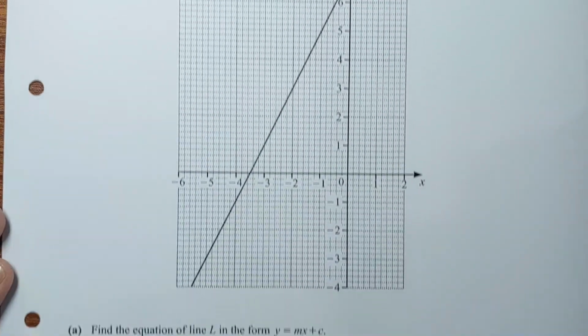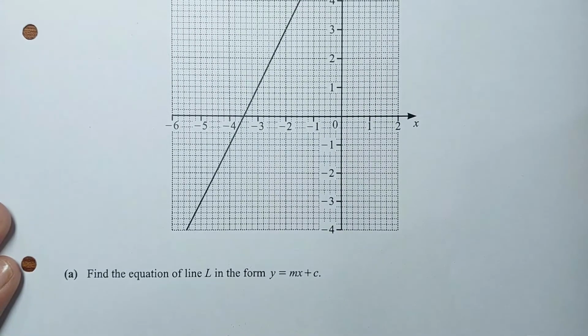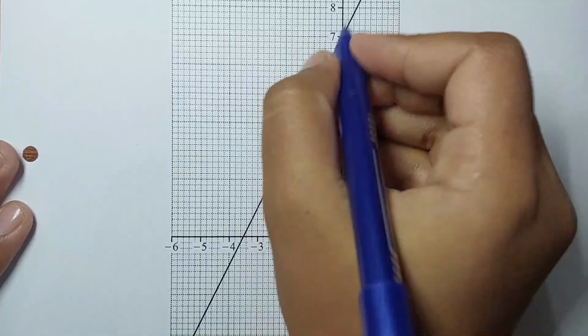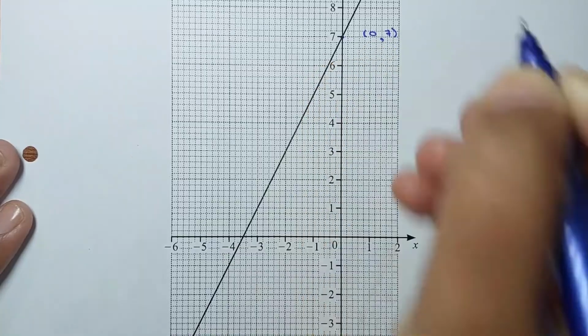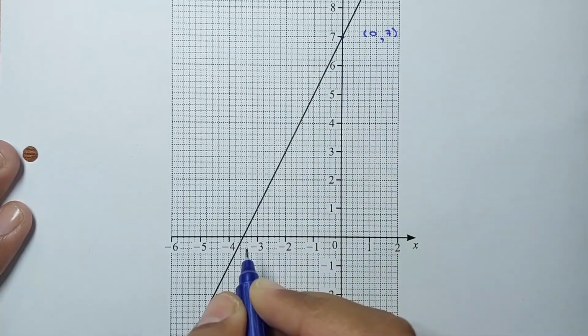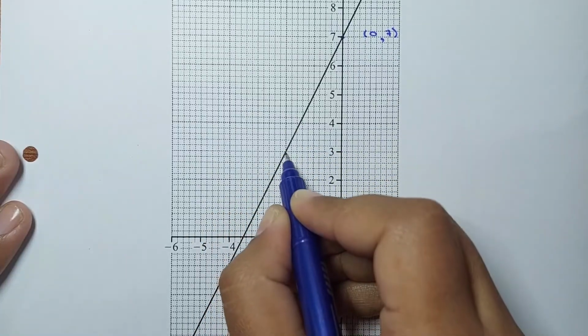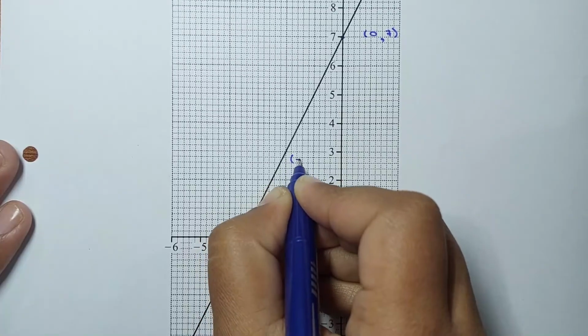Question number 6, part A, find the equation of line L in the form y equals to mx plus c, right? So the equation of line L we have to find. So first we have to find out the slope. For the slope we need 2 points. The first point we have is 0 and 7. All right. And the next point we can say this is a point 3 and -2. So -2 and 3.